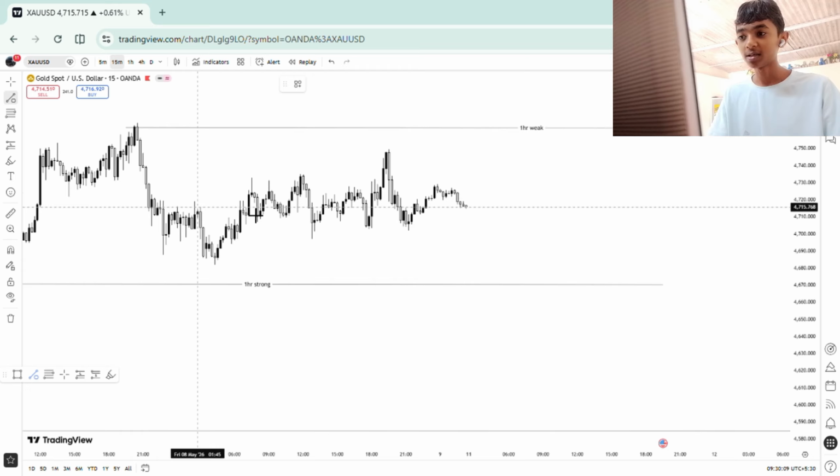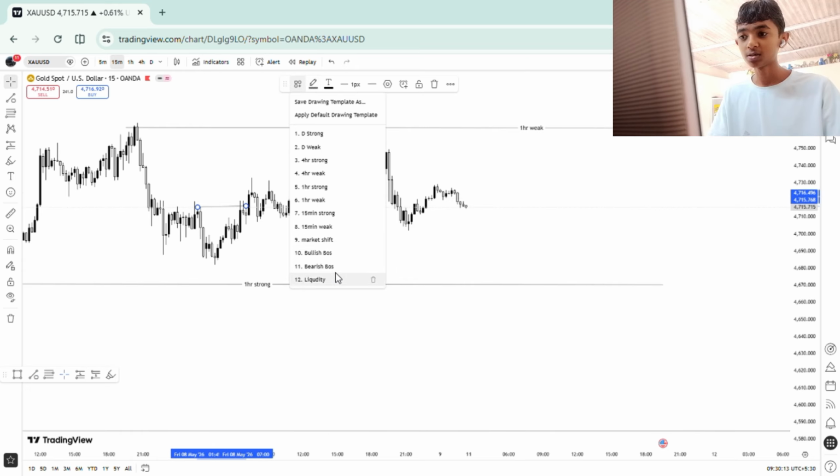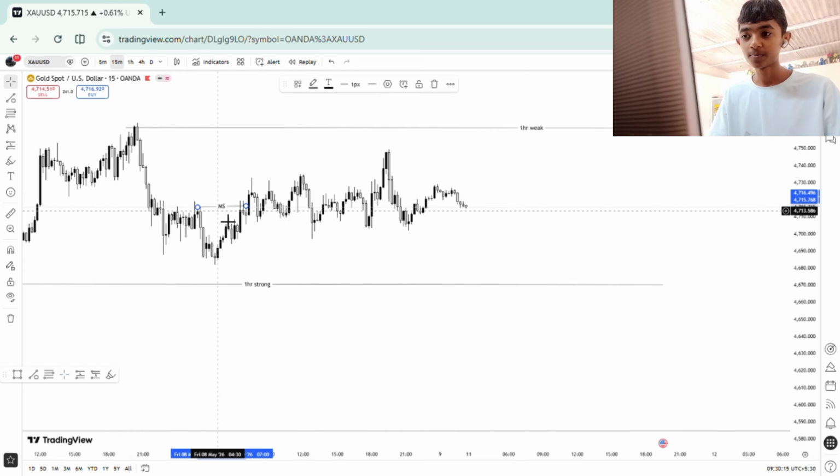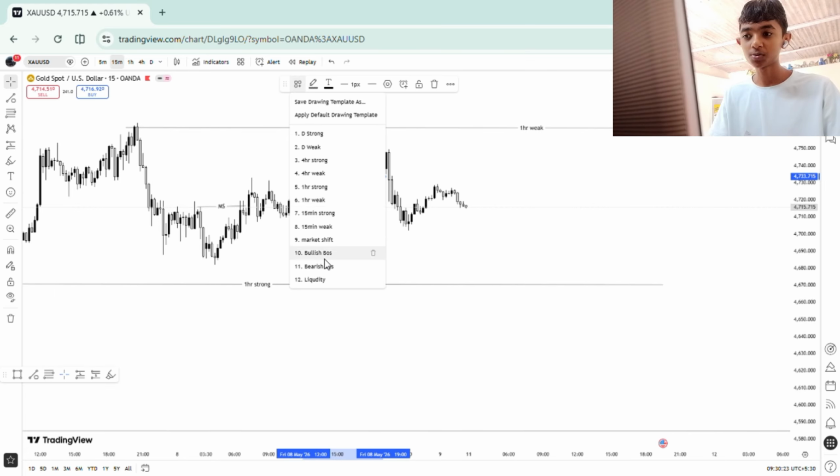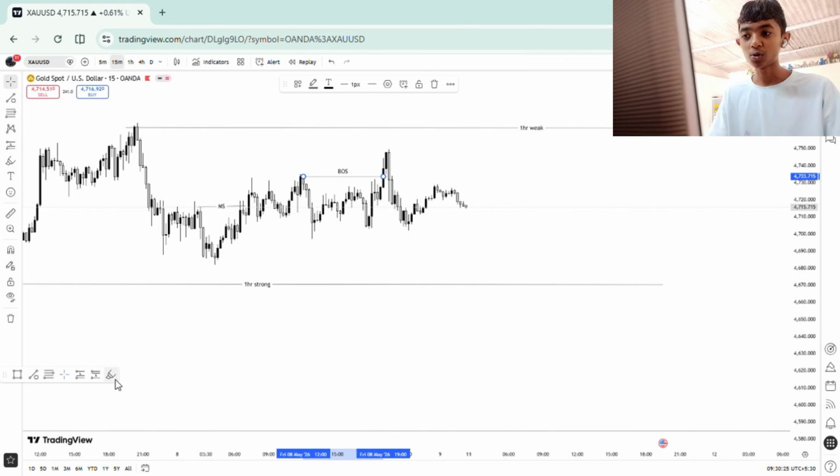Then price again gave us a bullish breakout structure to the upside. Here is the same logic. You can see that after the bullish breakout structure, price came to this point of interest, respected it and went up. Today's market is closed, so we are not seeing any momentum.